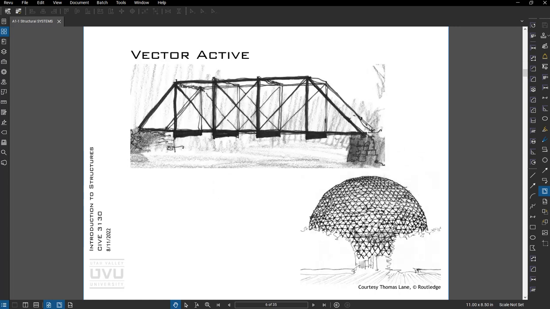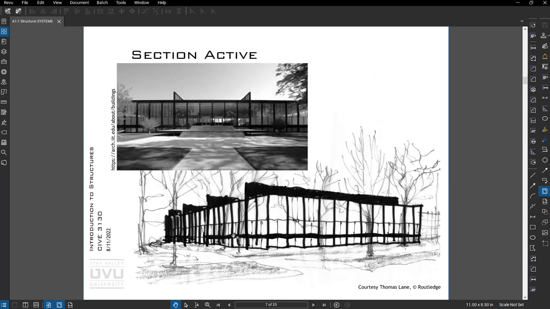Vector active, so trusses, the Epcot Center structure, those really are driven by axial forces in the members, hence the name vector active. And then section active is really a lot of the members we use where they're just in pure bending, or like a column.